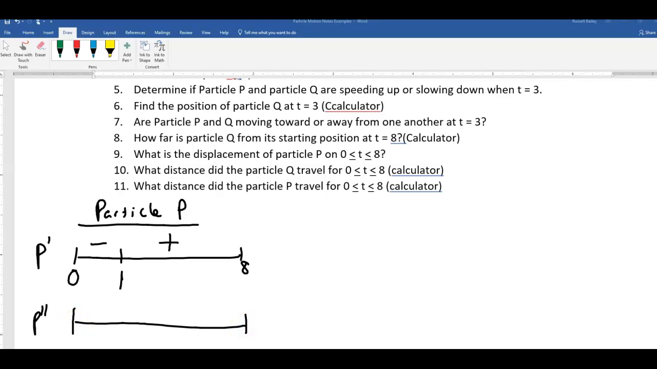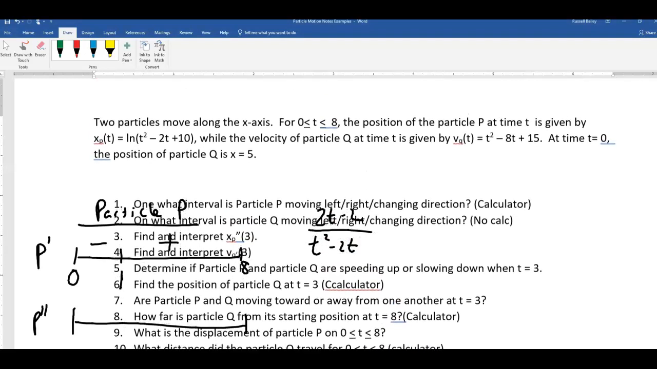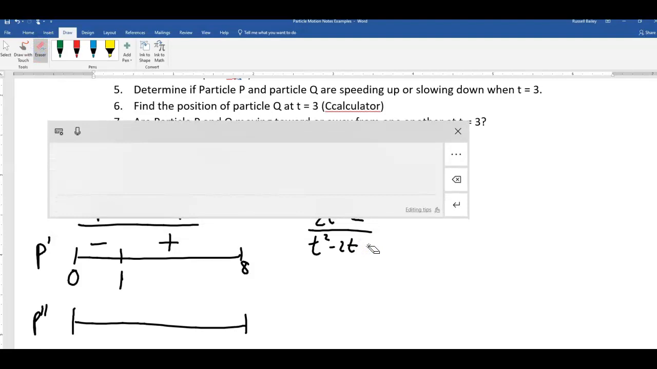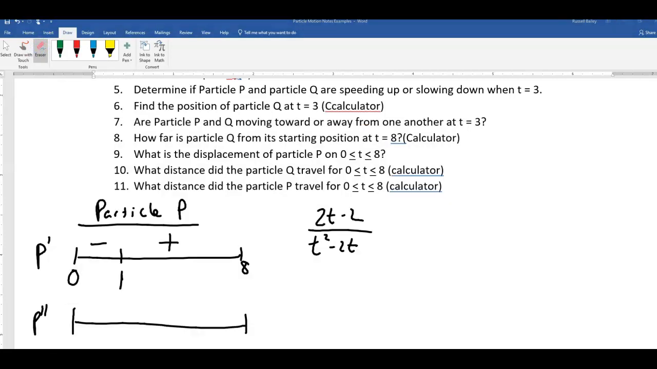Well, we found our first derivative a little while back. We found it was something like 2t minus 2 over t squared minus 2t. Let me look at the equation. I forgot it. Plus 10. That was the first derivative anyway. But I need the second derivative. So what I'm going to do is I'm going to graph the derivative of this function. So how do we graph the derivative of that function, and why will that help?